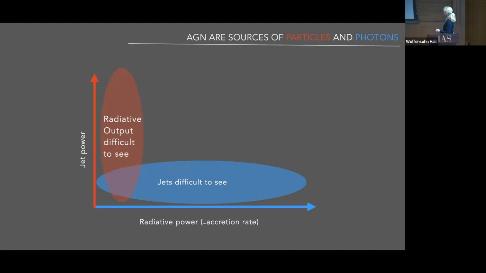And AGN are sources of both particles and photons. Sometimes AGN accrete at very high rates and have a high radiative output, sometimes they don't. Sometimes we see that AGN are producing these giant radio plasma jets that you probably all have seen pictures of, and sometimes they don't. And so AGN can populate this whole parameter space in jet power versus radiative power.